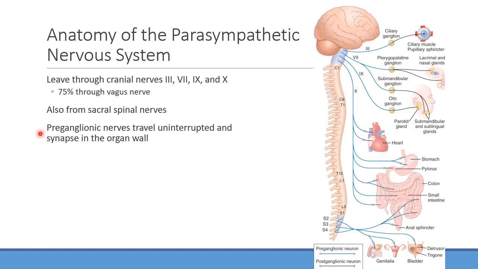And again, in some cases, you may find some of these preganglionic fibers travel uninterrupted, actually synapsing with the organ wall itself. So instead of having a ganglion that is pretty proximal to where it comes out of the spinal cord, here you're going to find these preganglionic fibers traveling for longer, usually to the organ itself, before it synapses and then stimulates the muscarinic receptors. I'll show you a picture of what that looks like in just a few seconds.